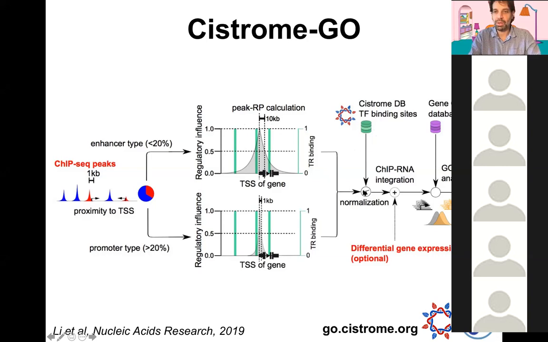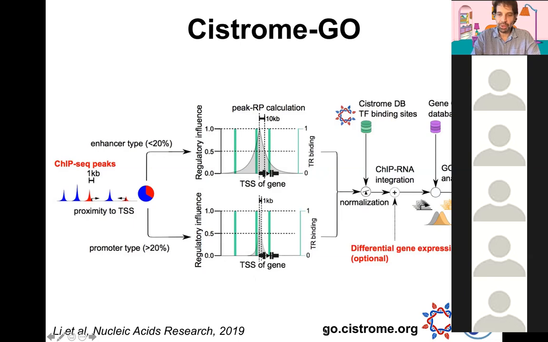Then we normalize these regulatory potentials based on other ChIP-seq data in the Cistrome Data Browser, and based on these normalized regulatory potentials, we do the GO term enrichment. At this point, you also have the option to input differential gene expression. This combines the target gene allocation with the differential gene expression levels, and after the integration, you can do the gene ontology enrichment analysis.